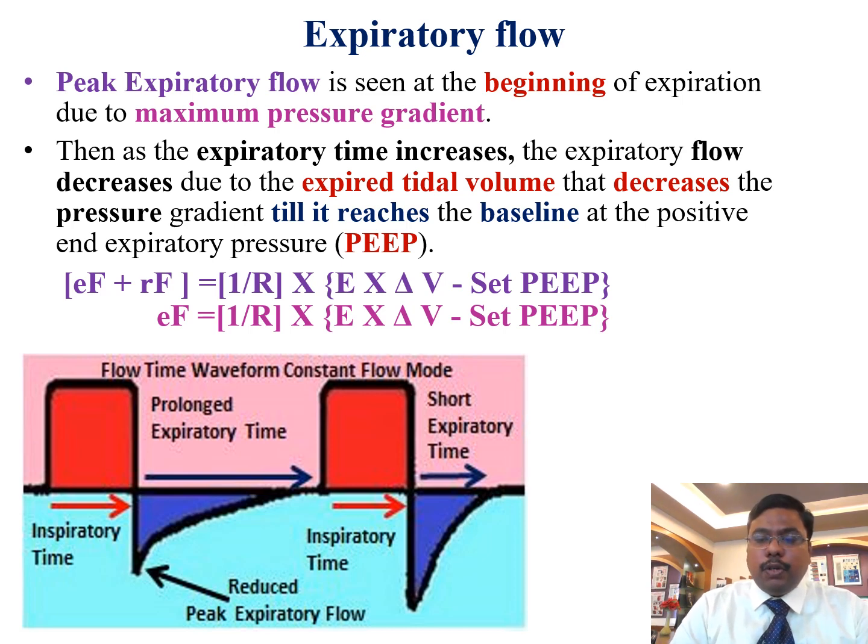I told in the presence of auto P, the expiratory flow EF should be substituted by EF plus RF. So we can remove only one equation, for the auto P, just to substitute. So if the resistance is increased, the flow will decrease. So reduced peak expiratory flow and more expiratory time will be required.